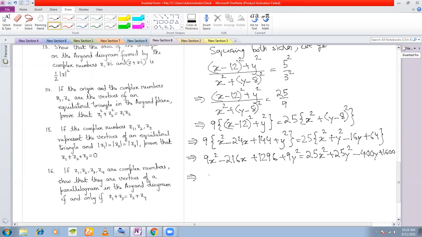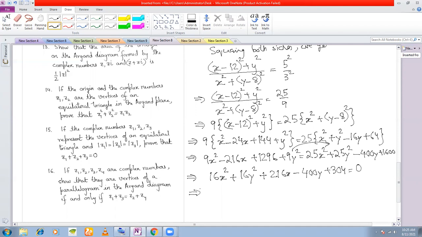Now you take the x squares together, that is you take 9x² from the left hand side to the right hand side. So you'll get 25x² − 9x² equal to 16x². And this 9y², if you take it to the other side, you will get 16y². Similarly you do for the others, you get 216x − 400y + 304 is equal to 0.